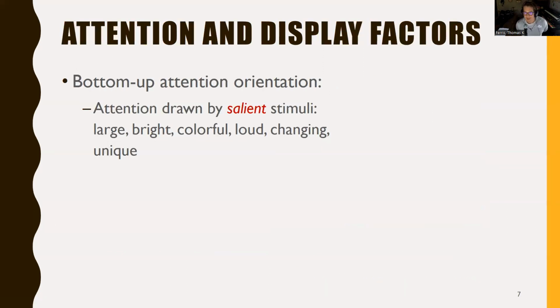Now, okay, how do we design for this? How do we take advantage of it, especially when we talk about displays and controls, which we recently have? There's that keyword again, salience. Bottom up attention is drawn or oriented in a display sense around the things that are salient. So again, these are large, bright, colorful, loud, changing, and really the keyword, unique. Any way it stands out from the background makes it like candy for your senses, right?